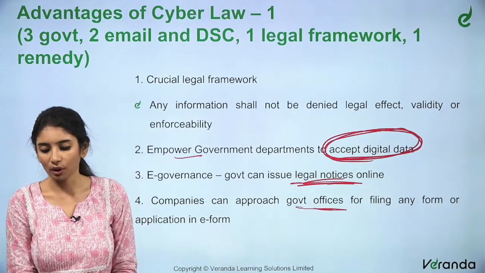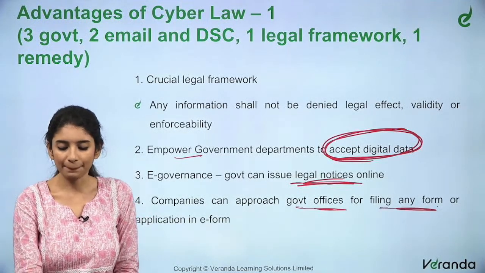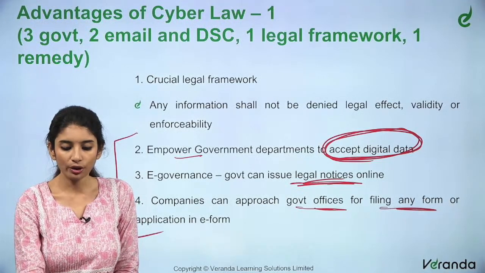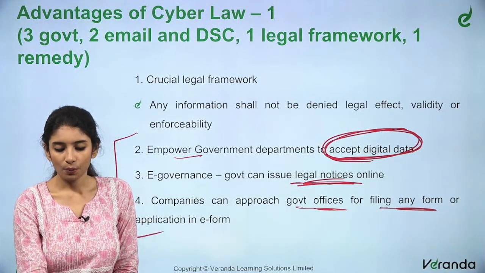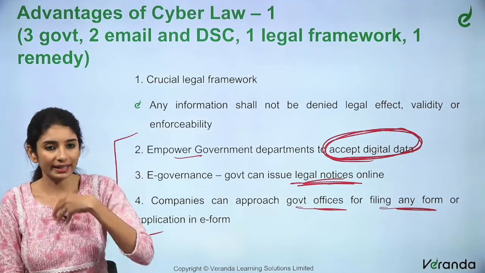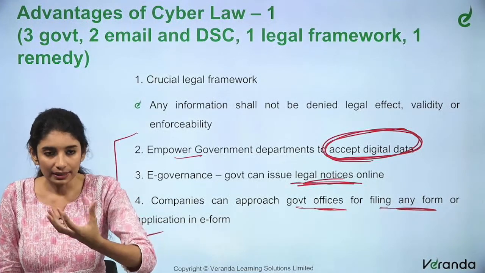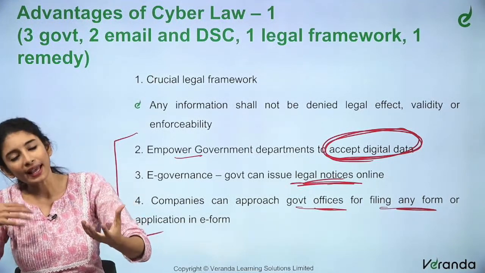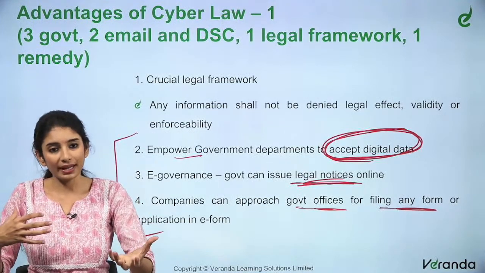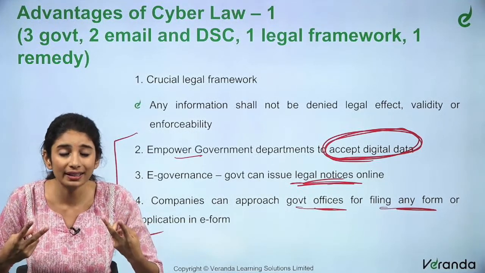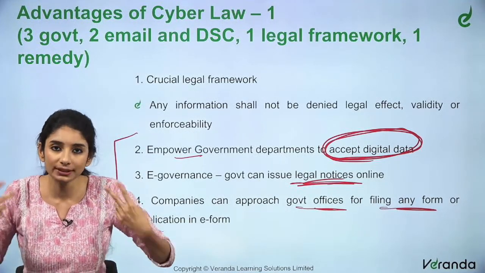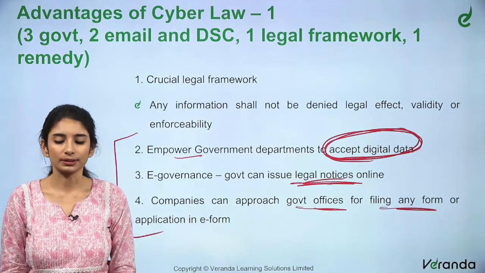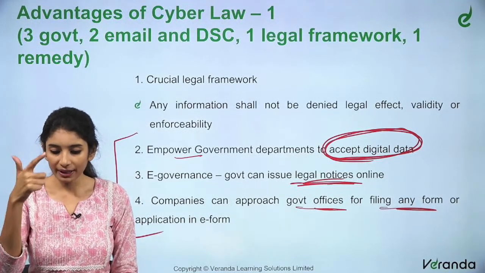Companies can approach government offices for filing any form or application in e-form. So, 3 points on government. One, the companies can file. Second, the government can accept. And third, the government can carry on e-governance, which means issue notices. Then there is 1 point on email and DSC.